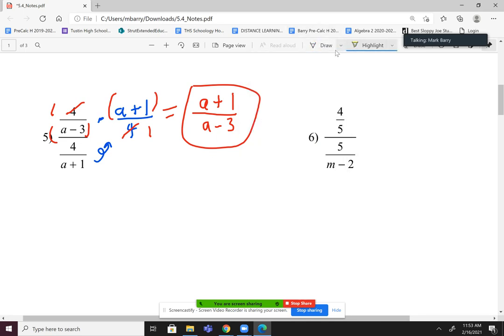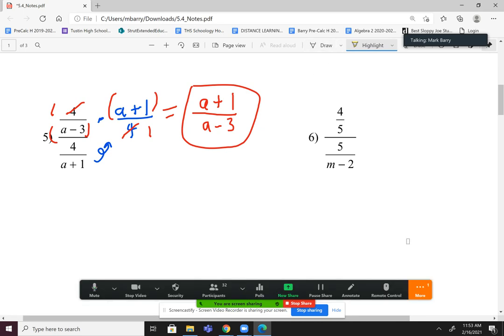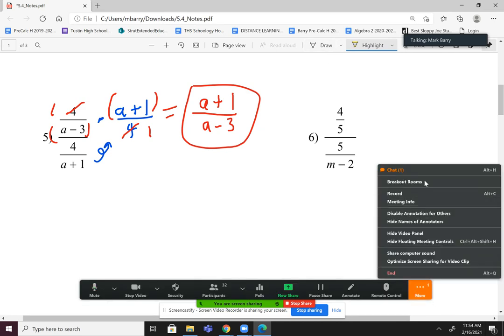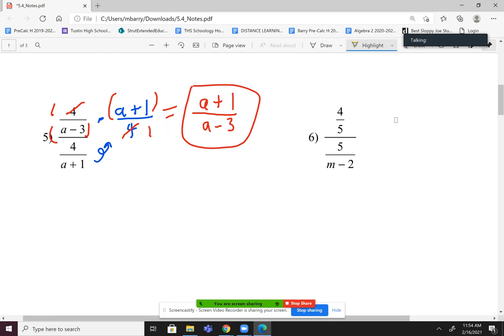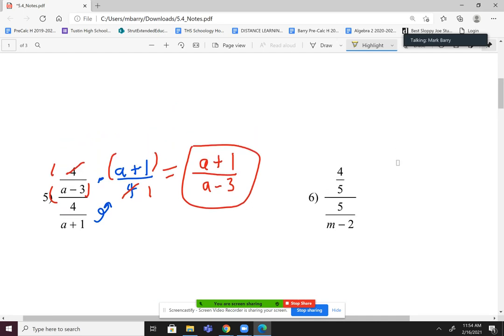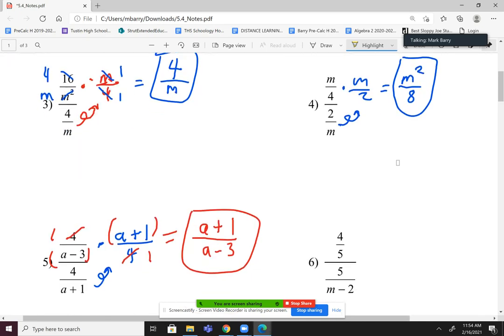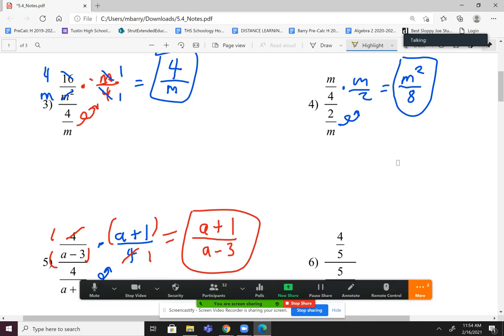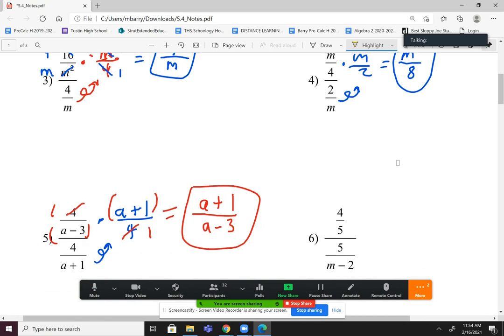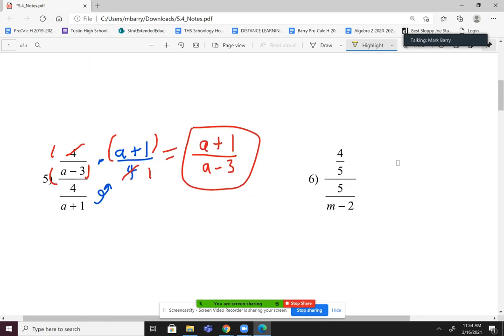Okay, so same idea for number 6. We'll just go ahead. What did you get for 4? Oh, for number 4, I got m squared over 8. Does that sound good? Cool. All right, so number 6, kind of similar to number 5.